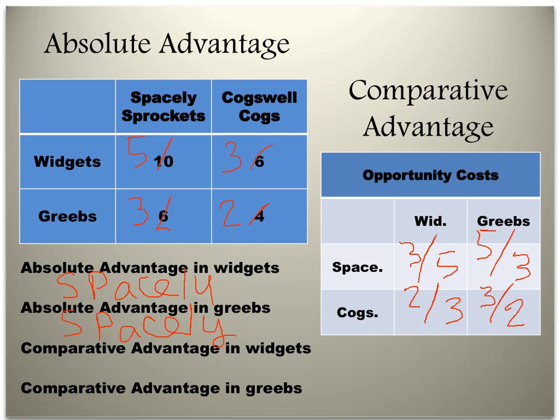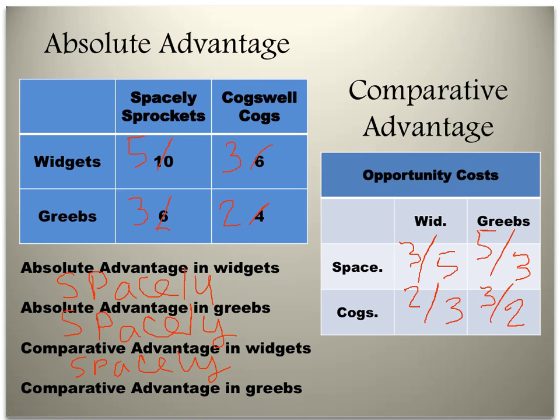So now we can answer our question, who has comparative advantage in widgets? We look at the two widget numbers here, and it appears that Spacely's 3/5 is somewhat lower than Cogswell's 2/3, so Spacely has the comparative advantage. They have the lower opportunity cost.